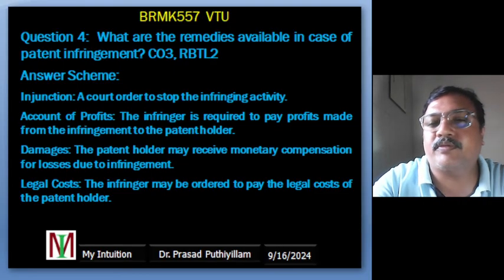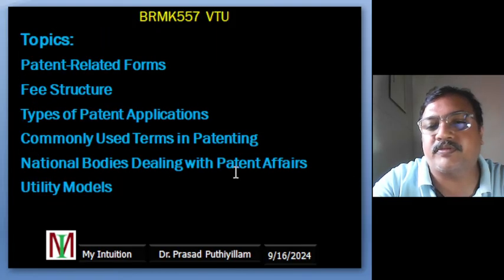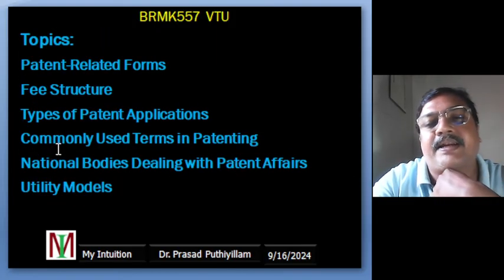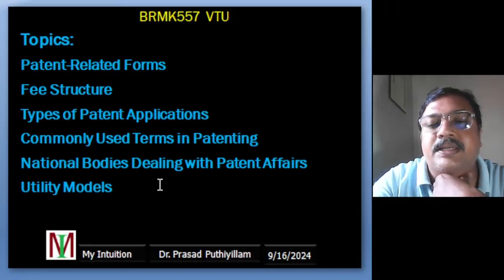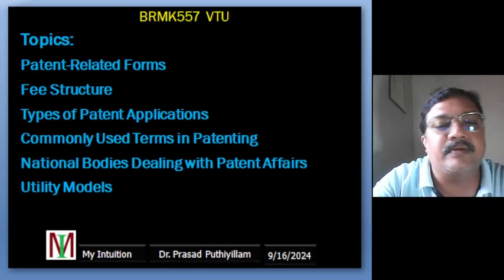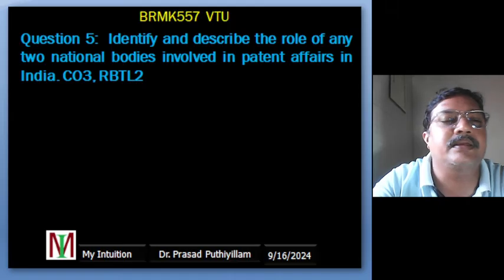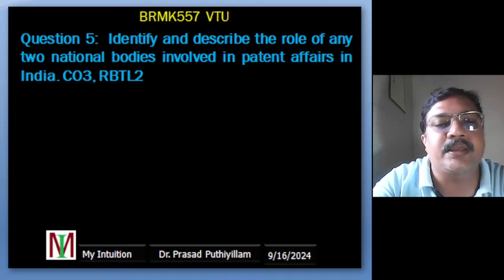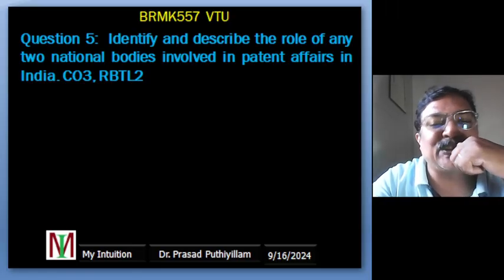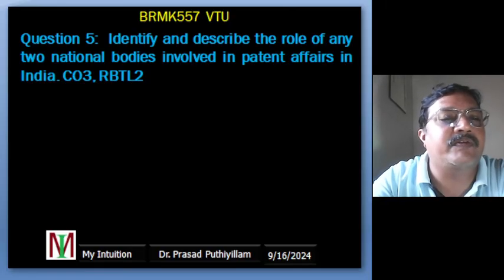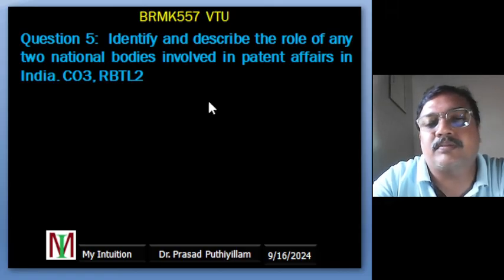Okay, so now we're moving to a few more topics. Patent related forms, fee structure, types of patent applications, commonly used terms in patenting, national bodies dealing with patent affairs, utility models. Okay, so identify and describe the role of any two national bodies which are involved in patent affairs in India. Connecting to course outcome 3, level of question is 2. Okay, answer scheme.